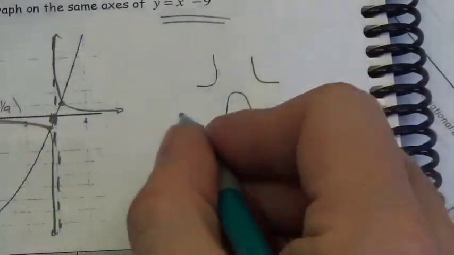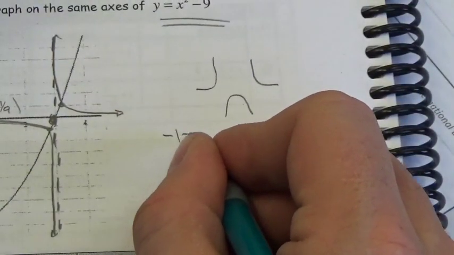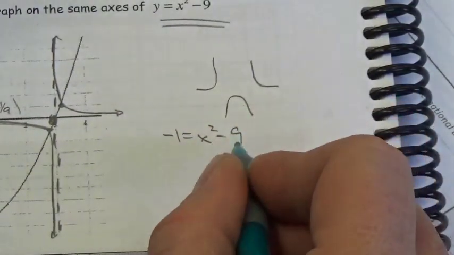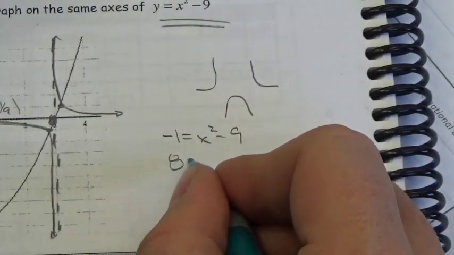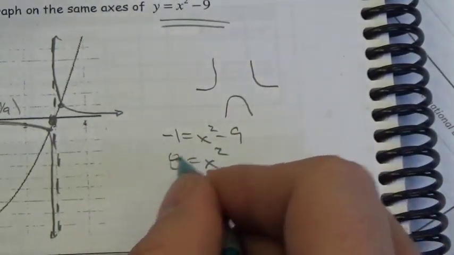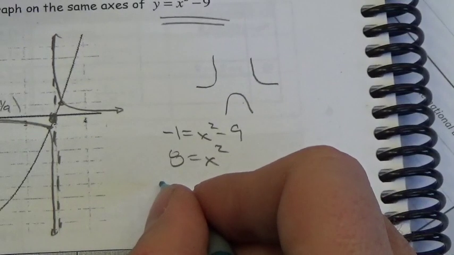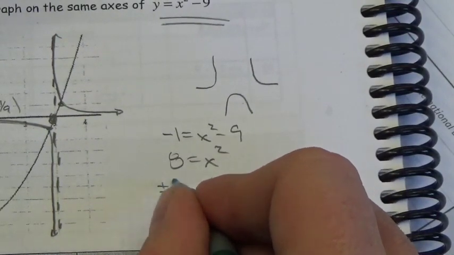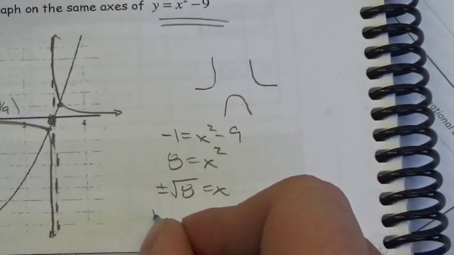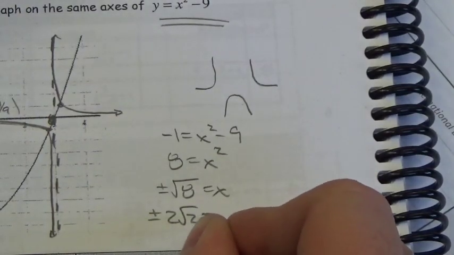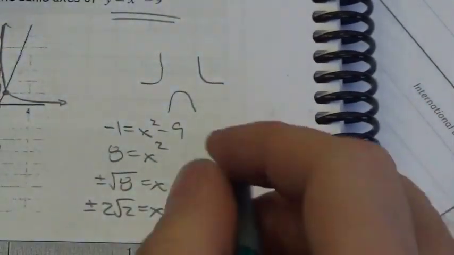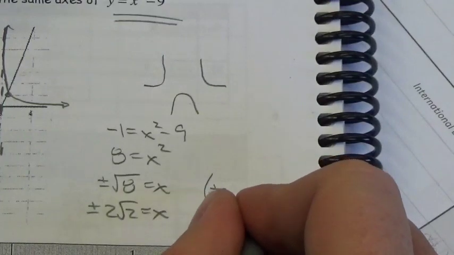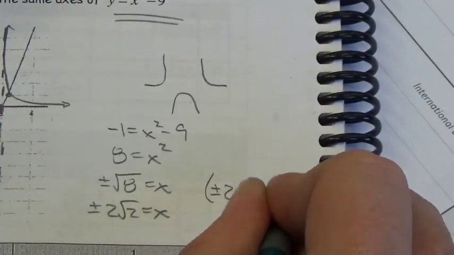Or we let the y-coordinate go to negative 1. So when I bring that 9 over, I'm going to get 8. When I square root the 8, I'm going to get a number that can be simplified. It'll be plus or minus root 8 equals x, which is the same as positive or negative 2 root 2. And that implies the 2 points, positive and negative 2 root 2, comma negative 1.